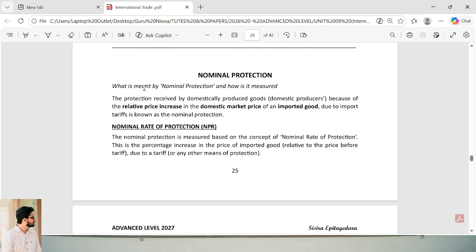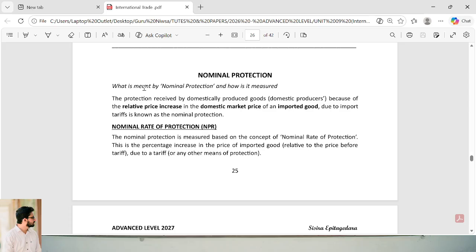Domestic producers have some benefits. They are really happy, right? Why? If the government does not impose taxes, the imported products will be much cheaper in the domestic market. But after imposing a tariff on the imported product, its price becomes expensive, which creates some benefits for domestic producers. That benefit is called nominal protection.